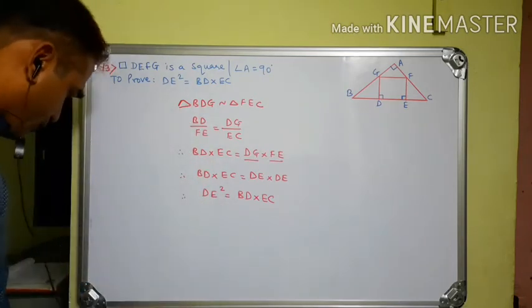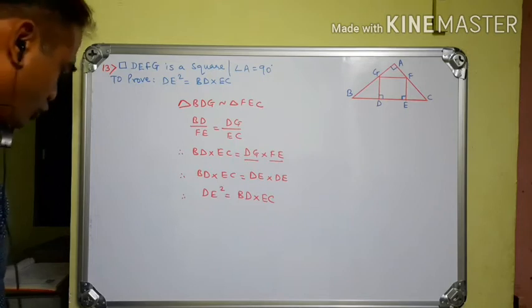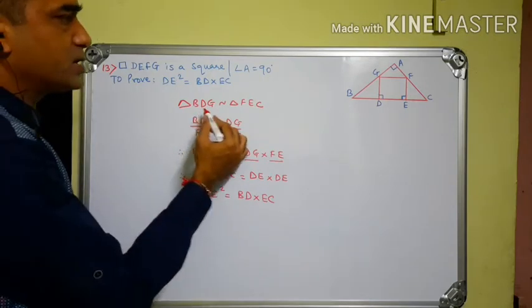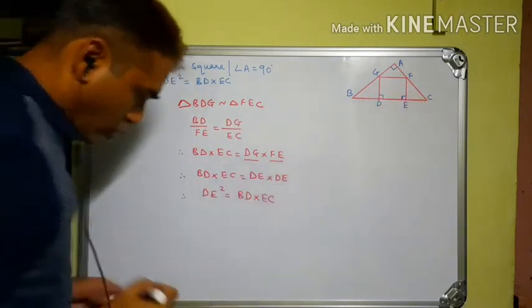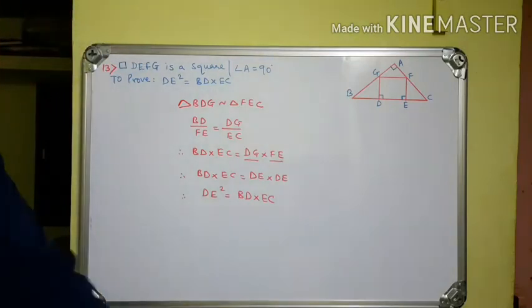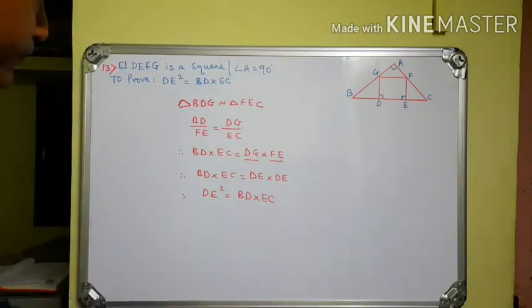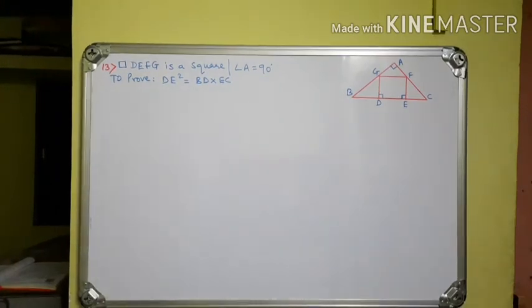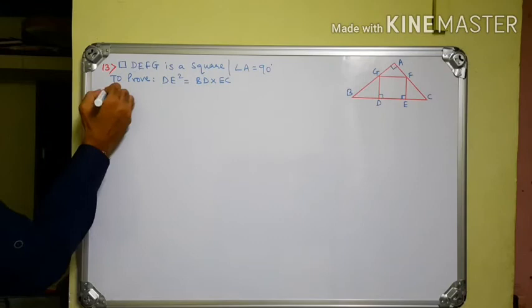Now we will start with proving these two triangles similar. Now let's see how we are proving that. We'll start the proof.